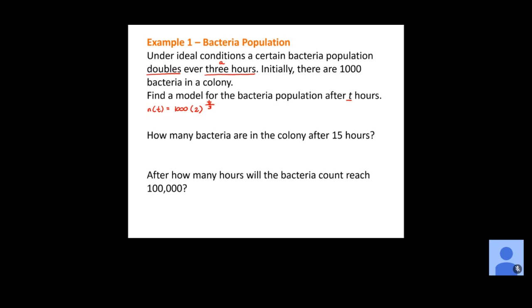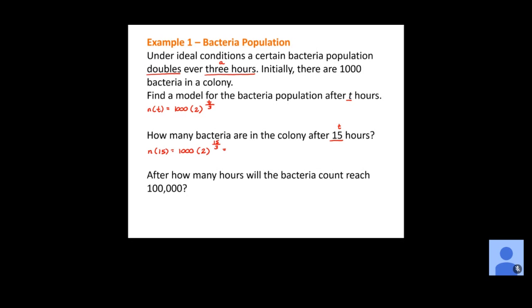So that's the model now for this particular situation. Now we want to know how many bacteria are in the colony after 15 hours. Well, our doubling time was measured in hours. They're giving us a t value now of 15 hours. So all we have to do is substitute that into our function that we just created. So we're looking for n of 15. That's going to be 1,000 times 2 to the 15 over 3.